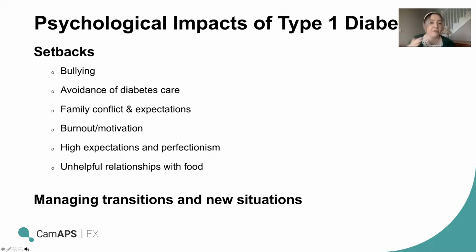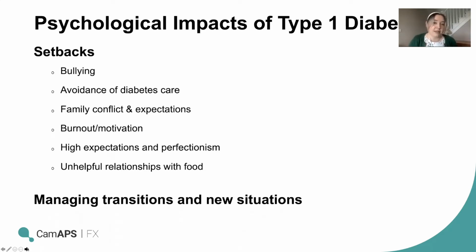So after all of that, if we get through the adjustment period, we've got setbacks. Again, bullying in school, bullying in social circles, things like that. Avoidance of diabetes care, that's often associated with the burden of diabetes, but also the feeling of being different. If I feel different, I can deal with that by just maybe not doing my diabetes care in school or in work or whatever. Or it's just too much for me, I can't manage it right now.